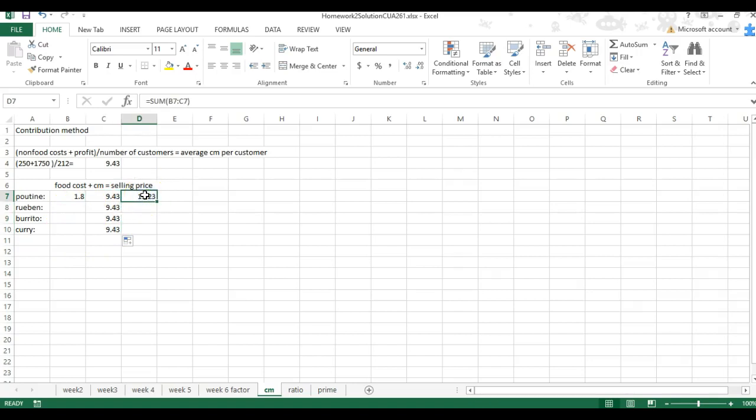Now this didn't format nicely like the other one did to give us the money sign in front of it. So highlight these cells and come over here and just click on that dollar sign. So now it moves it over for us. Looks a little bit nicer. So there's contribution method. Don't forget the extra work you got to do to get that non-food cost.